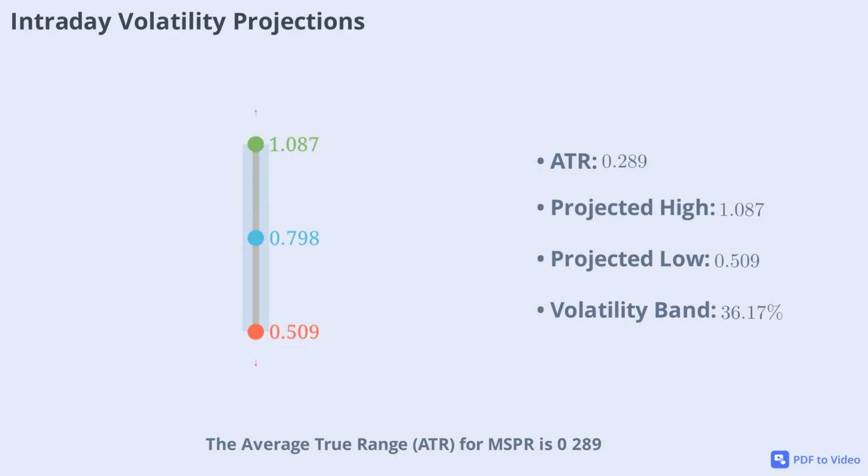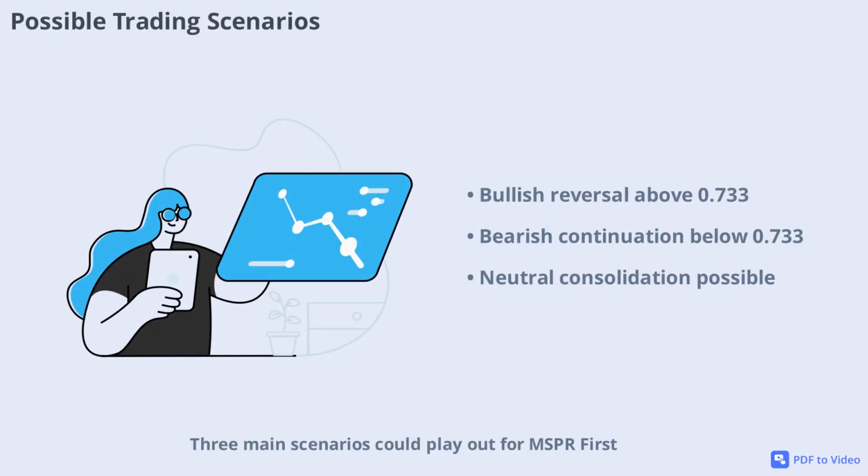Average true range, ATR, for MSPR is 0.289, which defines the expected volatility range for the next session. Based on the last close at 0.798, the projected high is 1.087 and the projected low is 0.509. This means the stock could swing as much as 36% in either direction during the day. If the price breaks above 1.087 or below 0.509, it could signal a new trend acceleration, especially given the current volume characteristics. Three main scenarios could play out for MSPR.